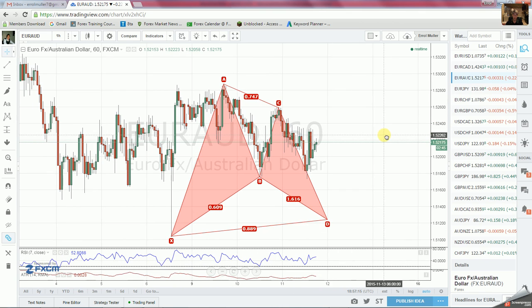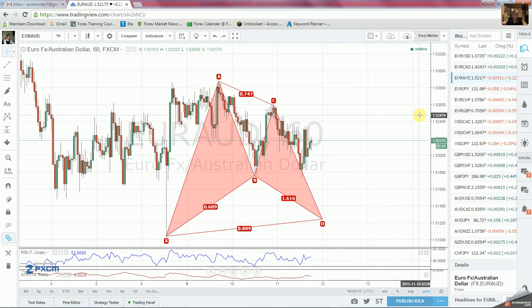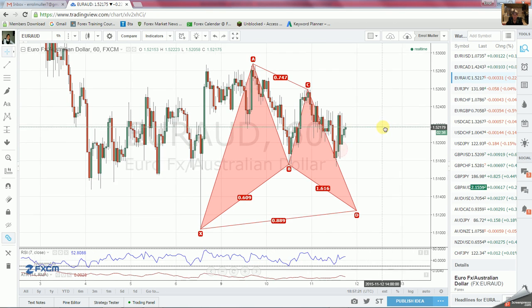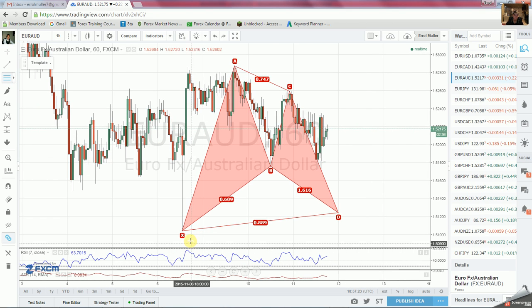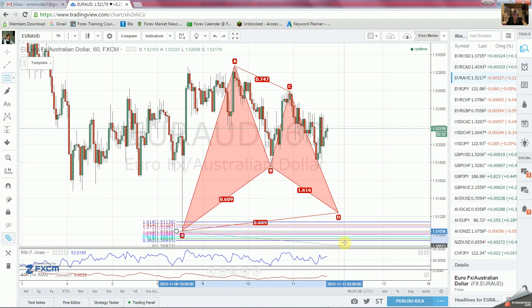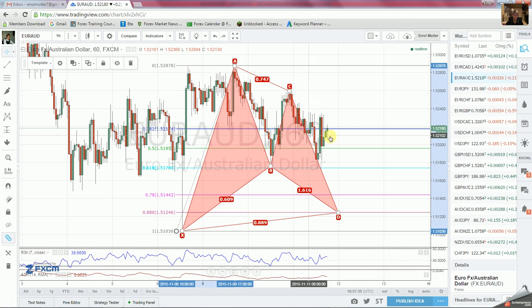So what I wanted to share with you guys, as you can see on my screen here, I've got the pair Euro Aussie. On my right hand side you will see the Euro Aussie, and this was a Bat pattern. There it is, there's the Bat pattern. It's not completed yet, but we might look at a Bat pattern completion at the 88.6%, and stops must obviously go just below the X leg here.